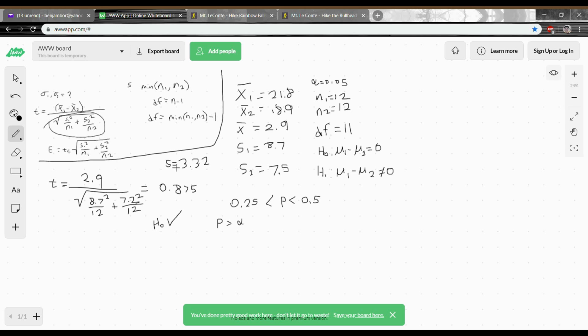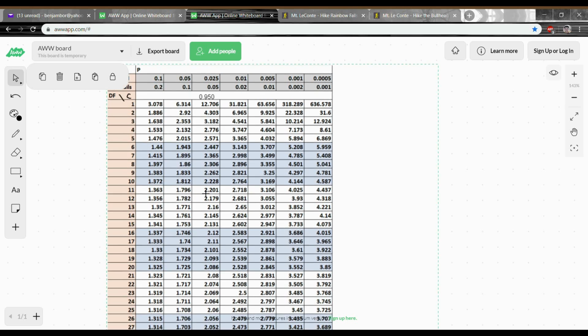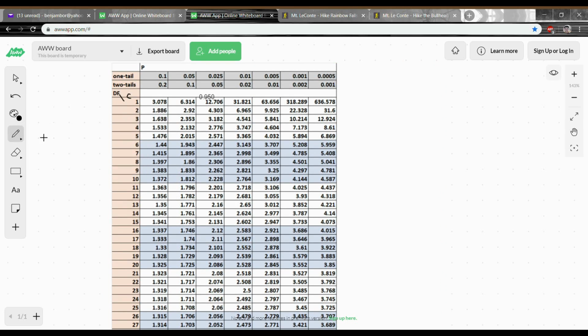So since we want a 95% confidence interval to pair with our 0.05 level of significance, we are going to go back to the T table. We are going to find that at a confidence level of 0.95 and a degree of freedom of 11, our T value is going to equal 2.201.